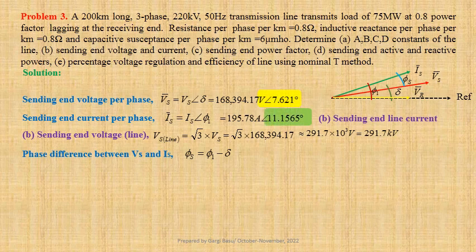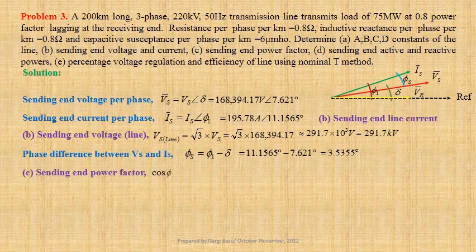Phase difference between Vs and Is, phi s equals phi 1 minus delta. Using values we get 11.1565 degree minus 7.621 degree. That gives us 3.5355 degree. Let us now calculate sending end power factor. cos phi s equals cos of 3.5355 degree. That gives us 0.9981 leading.